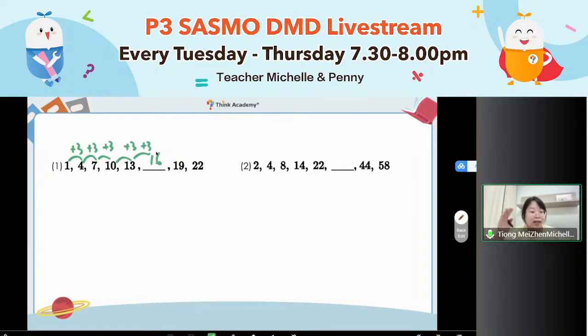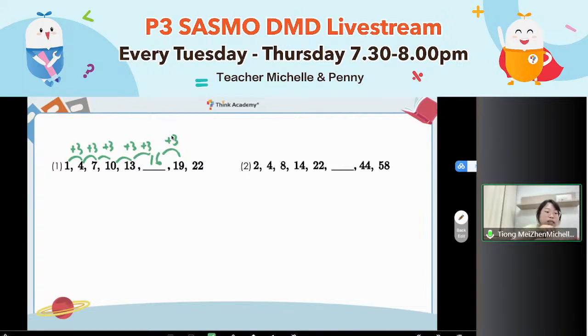Take note, my brothers and sisters, my students, take note. We cannot stop here. We must double check. How to double check? Check this number and the next number. Will they share the same bridge? If they do, that means your answer must be correct. If you understand, now try the second question by yourself: 2, 4, 8, 14, 22, blank, 44, 58. Is this number getting bigger, smaller, or big-small?